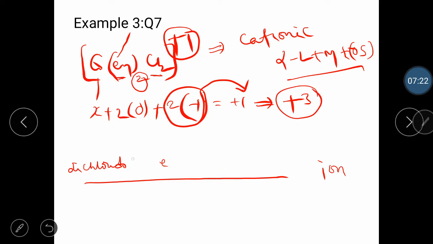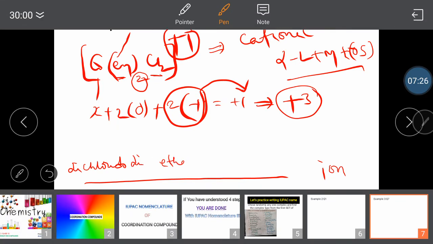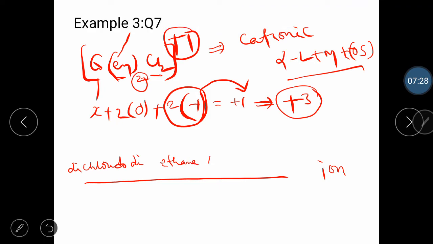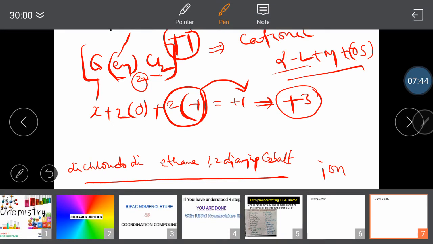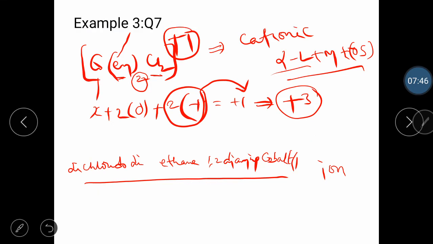Should I use di? Ethane-1,2-diamine. Ligands done. Followed by the metal, what is it? Cobalt or cobaltate? It should be cobalt. Why? Because it is a cationic complex. The Roman number will be 3.